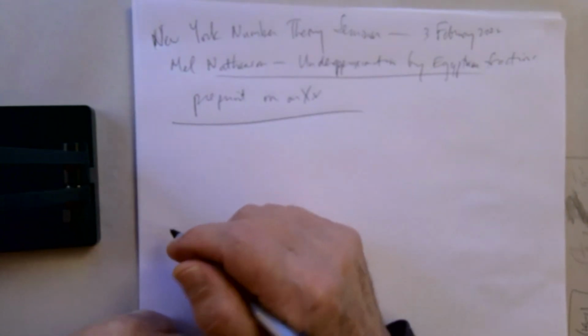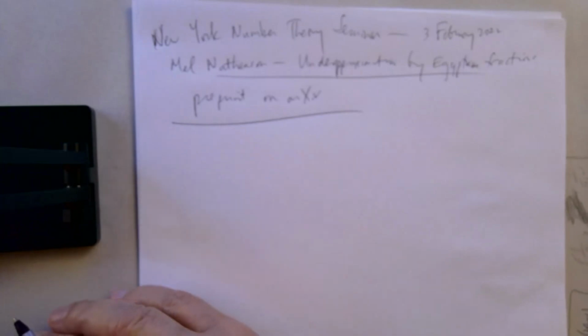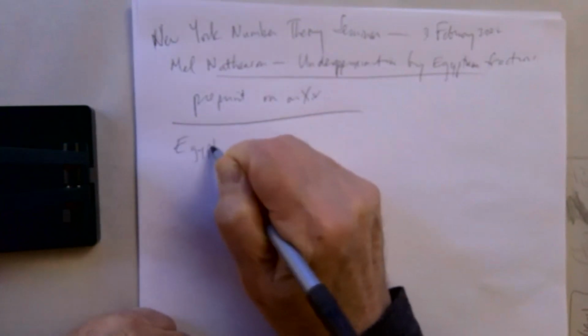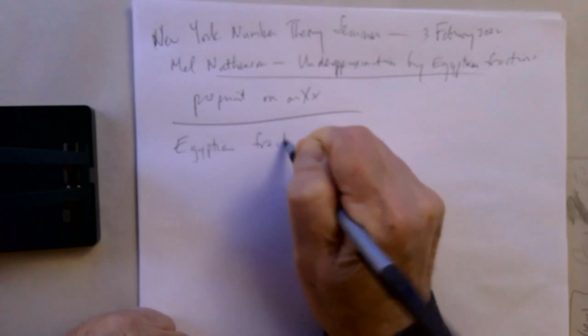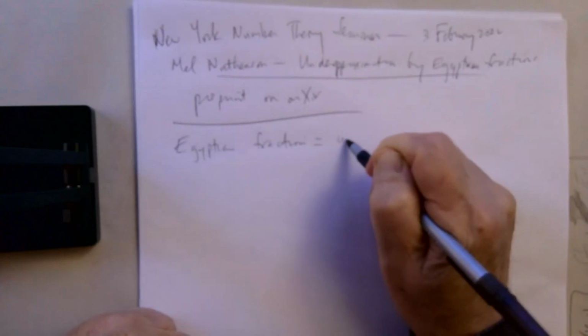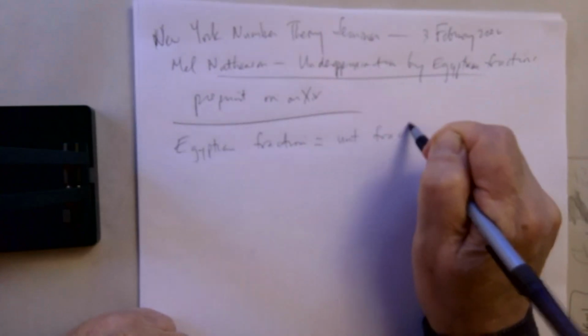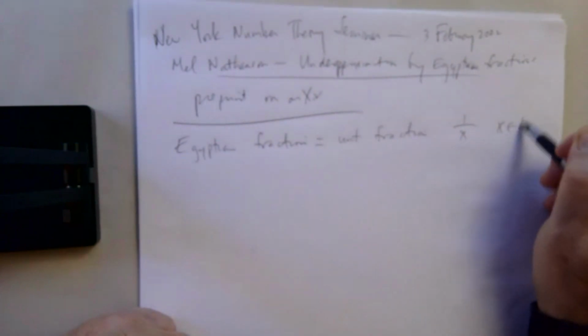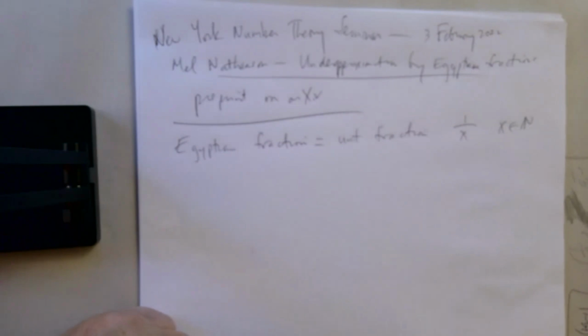So this starts with a classical result of Sylvester. So let me just start. What's an Egyptian fraction? An Egyptian fraction is a unit fraction. That is something of the form 1 over x, where x is a positive integer.